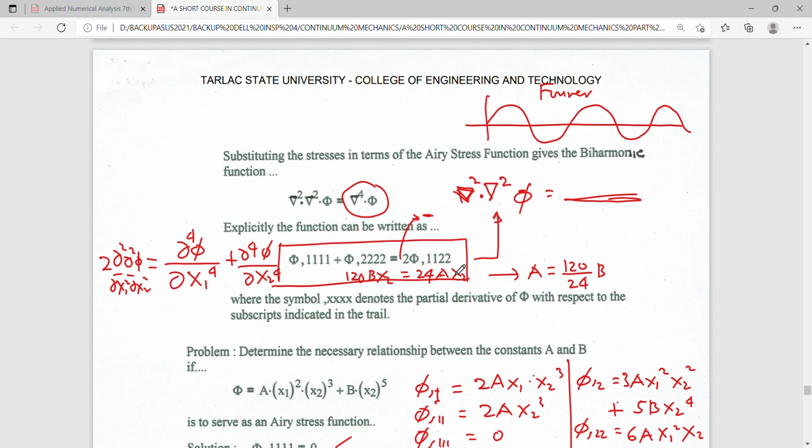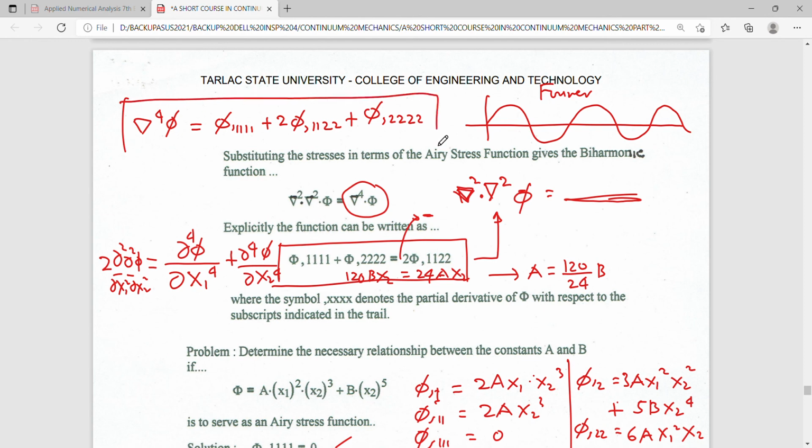The biharmonic equation, del 4 phi, if I'm not mistaken as far as I remember, there is just an error in the lecture. It is phi comma 1 1 1 1 plus 2 phi comma 1 1 2 2 plus phi comma 2 2 2 2. That is the biharmonic formula. So this should be negative when I move it to the other side. Please take note of this negative sign.